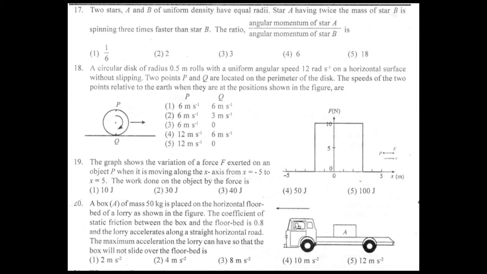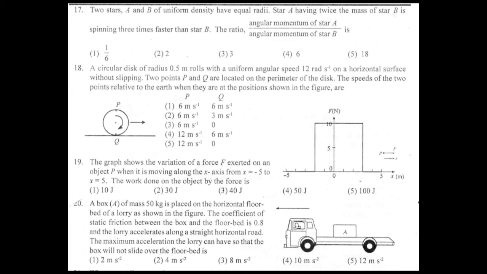The moment of inertia is proportional to the mass of the object and the distance squared. So the distance r is common in both stars, so we can write I is proportional to the mass. For star A, IA is proportional to 2m. For B, IB is proportional to m.